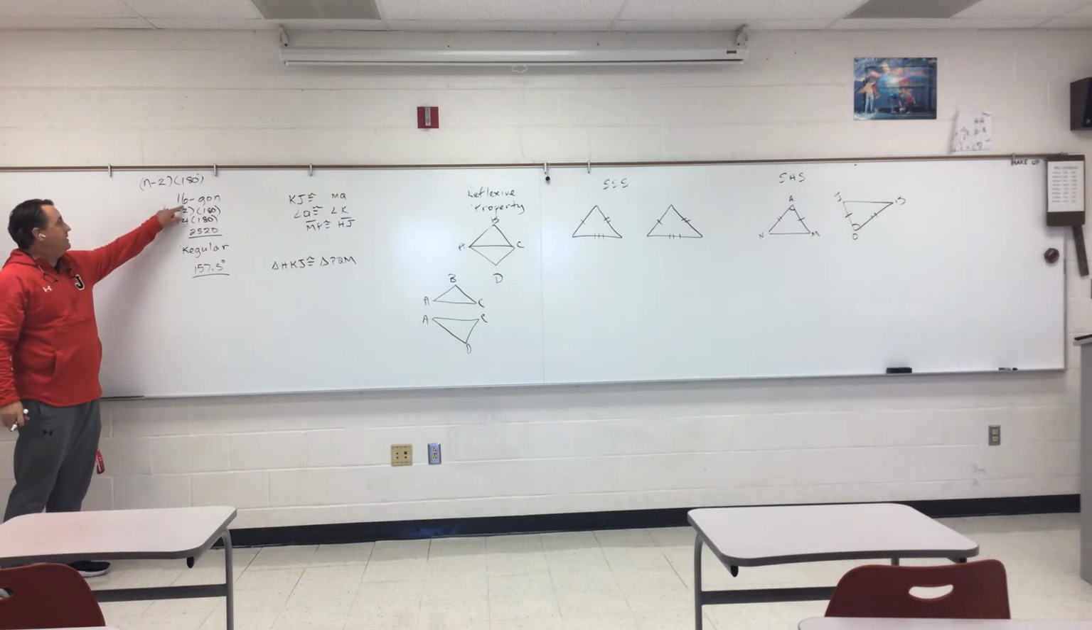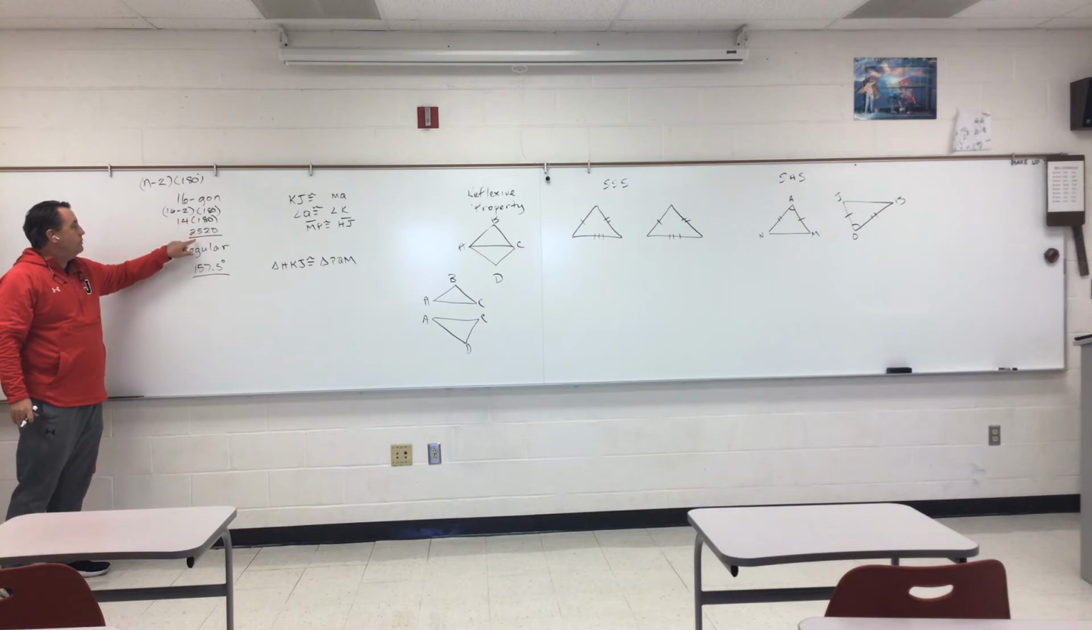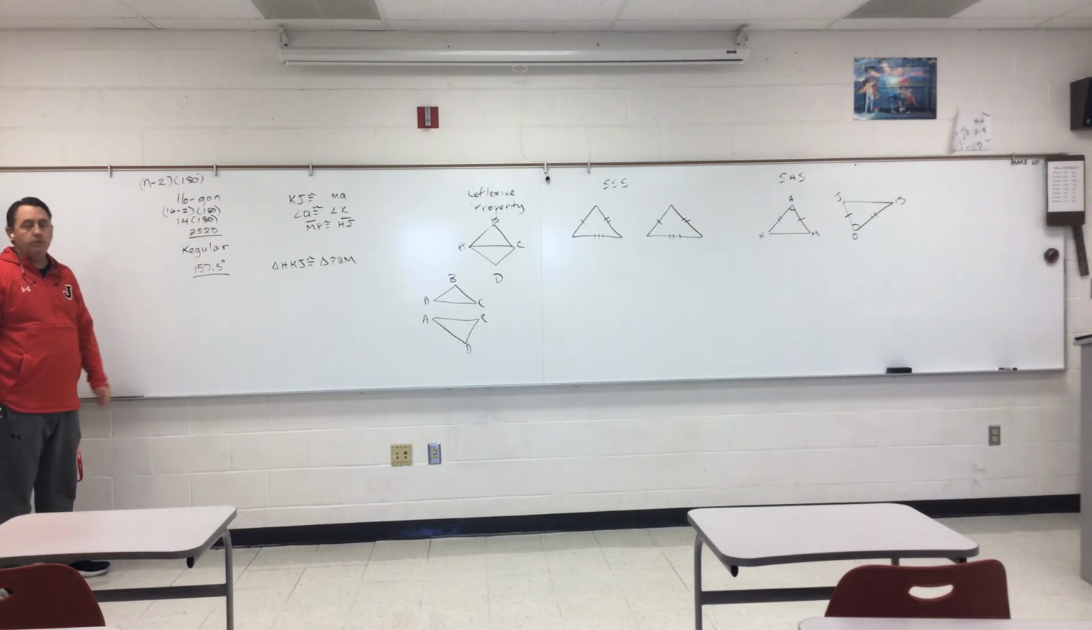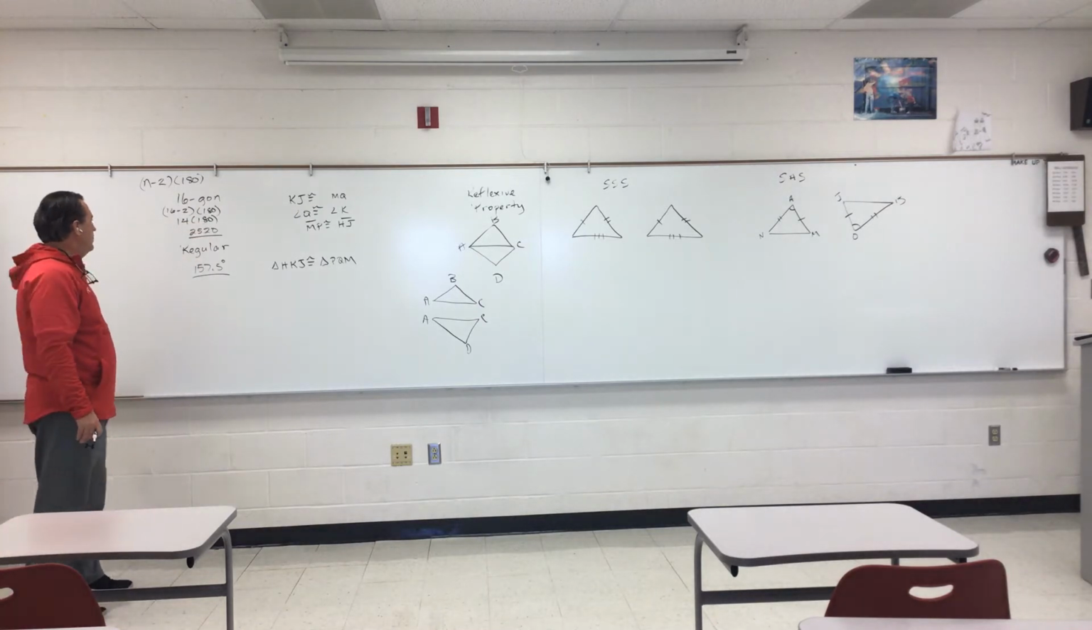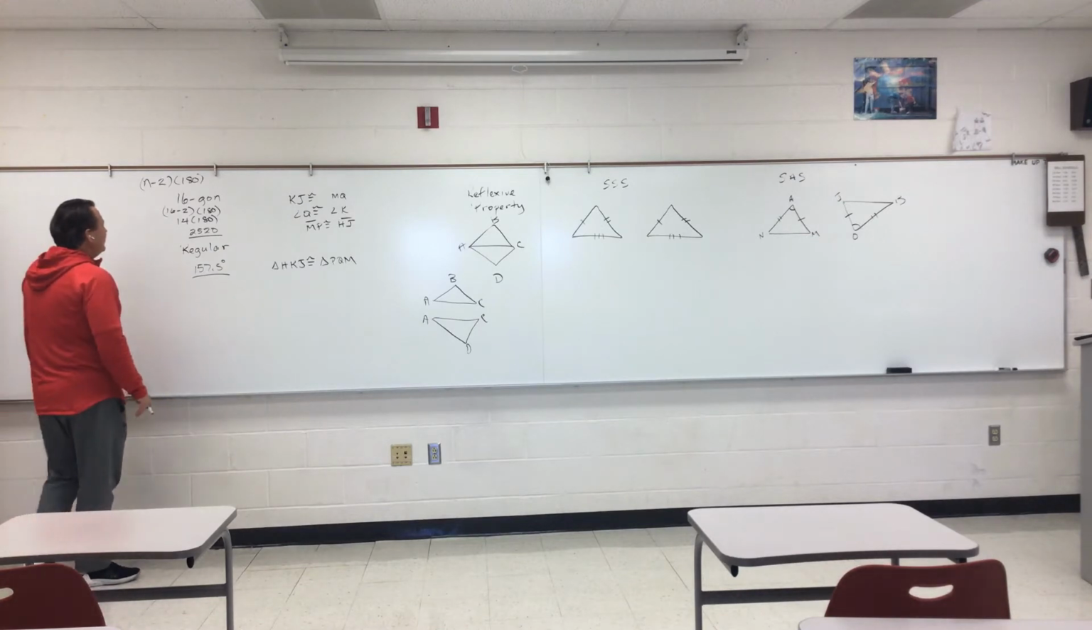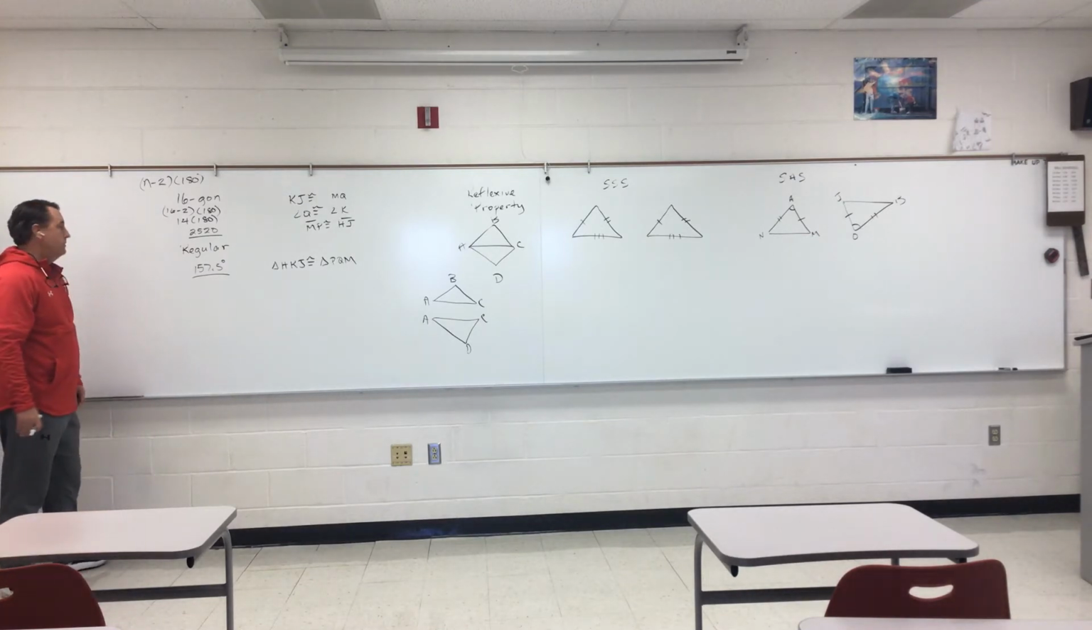In this case, we have a 16. 16 minus 2 is 14. 14 times 180 is 2,520. So your first answer is 2,520. That is what all 16 angles would add up to.